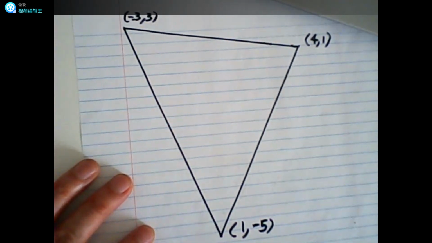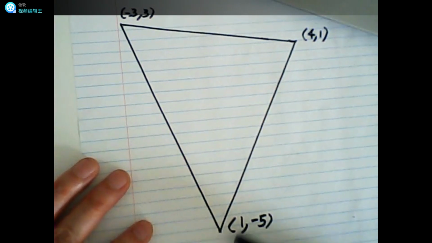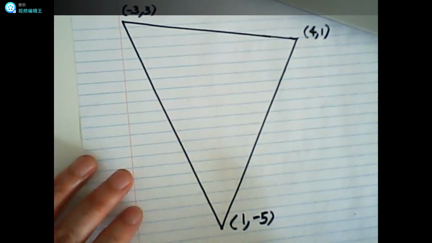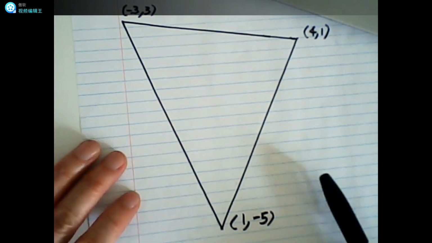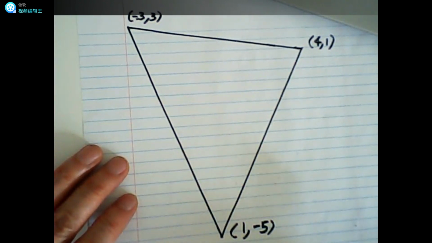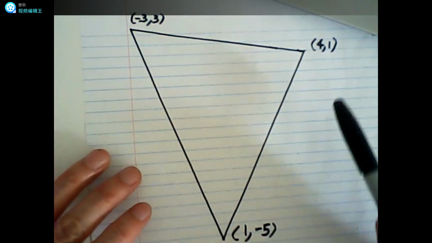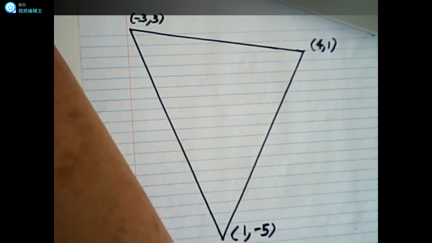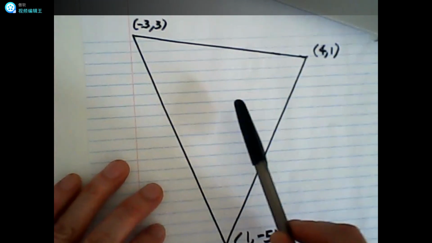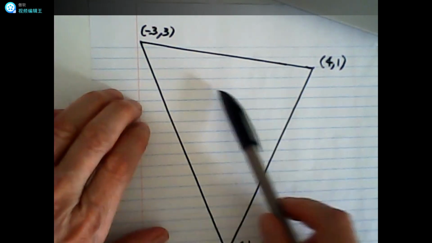We have a triangle, and these are vertices in a two-dimensional plane, and we try to find the area of this triangle. Now here I didn't show the coordinate system, right?